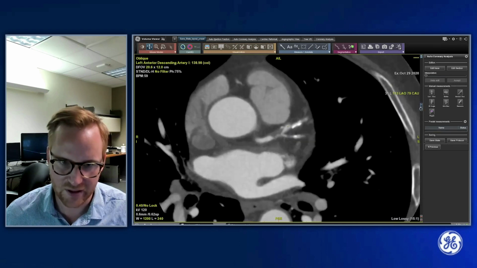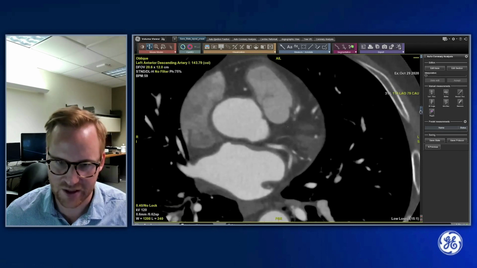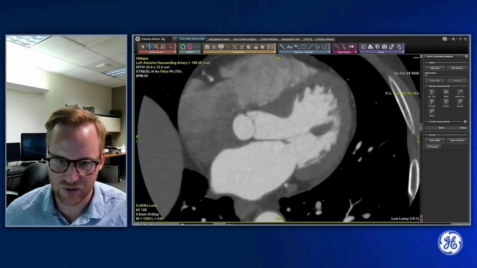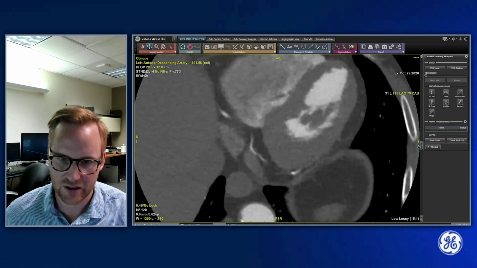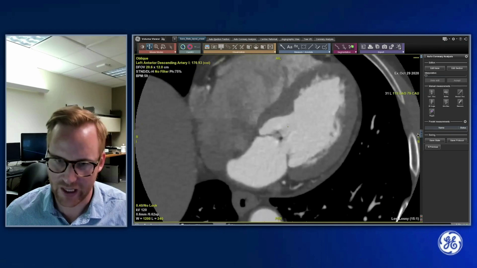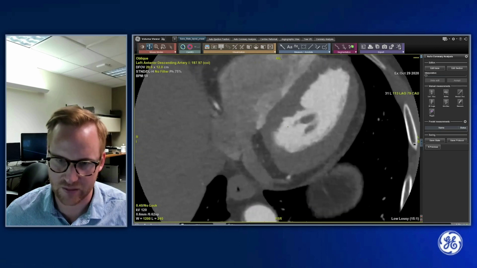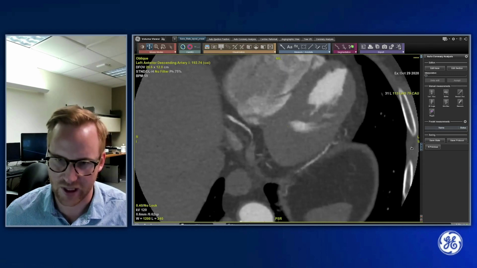The left circumflex artery is a large caliber vessel and gives rise to an obtuse marginal branch, as well as a posterolateral branch in which it terminates and supplies a significant portion of the infralateral wall. There appear to be some diffuse luminal irregularities as well as calcific plaque in the distal circumflex, terminating in the posterolateral branch.